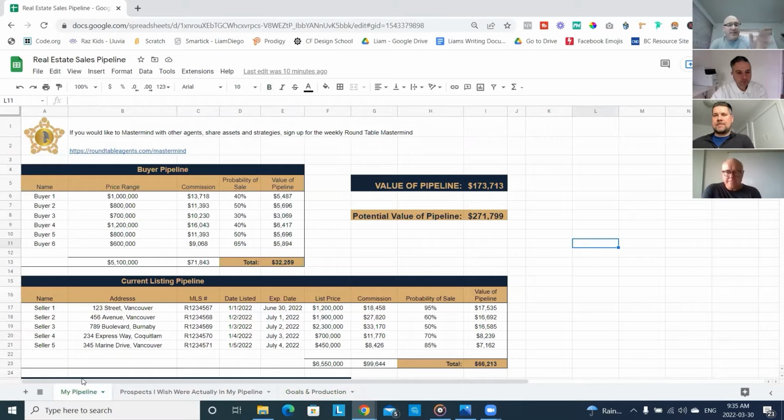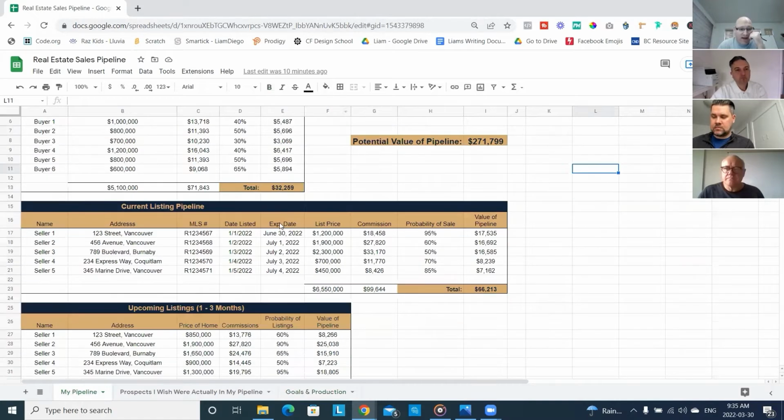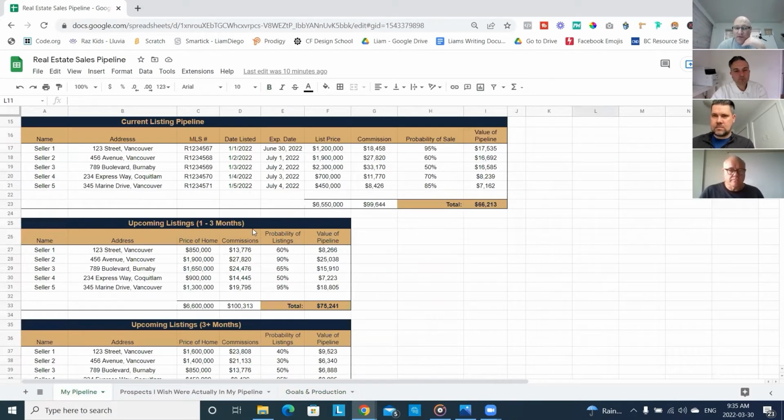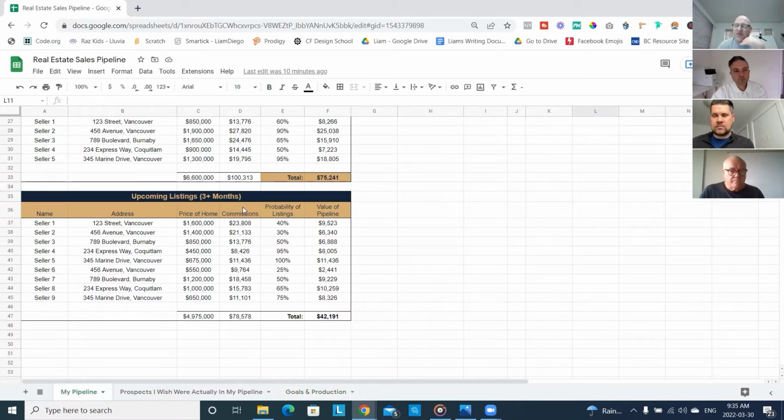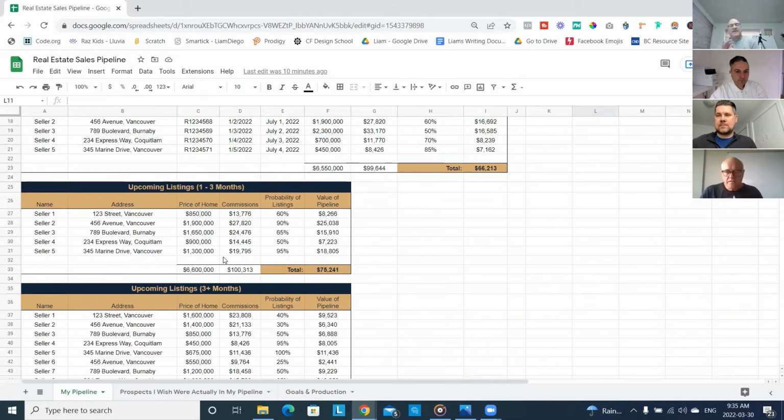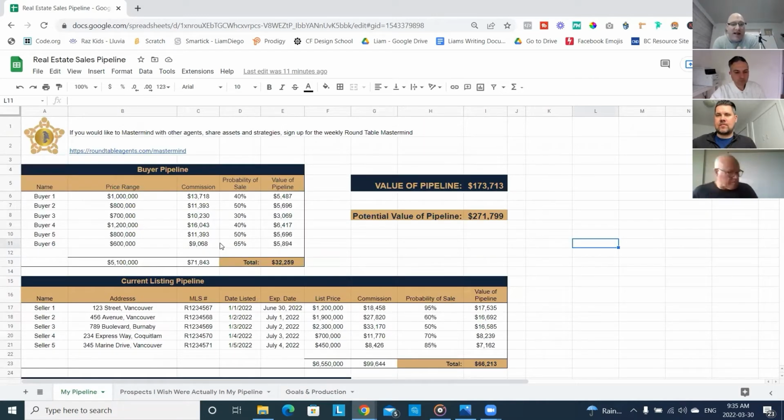With the pipeline here, what we're looking at is my buyer pipeline, people I'm working with, current listings, upcoming listings 1 to 3 months, and then listings 3+ months out. I'll let you know how I deal with those, because we all know somebody who is 3+ months out can easily turn to 6 months, can easily turn to a year, right? When someone is 3+ months out, I hold them in a different category. But I'm going to show you what I love about this.